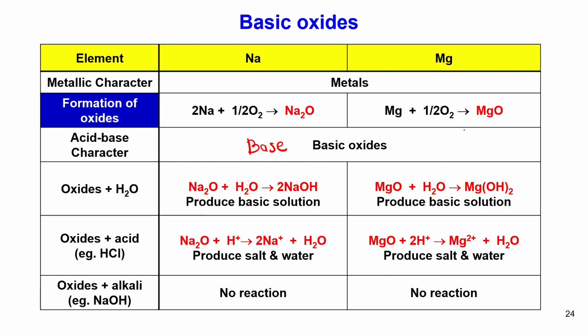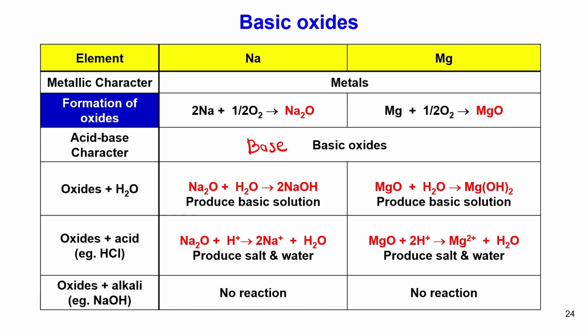Kalau magnesium pun sama juga, dia akan jadi MgO. MgO plus water dia jadi Mg(OH)2 which is base. Base ni bila tindak balas dengan acid dia akan menghasilkan garam dan juga air. Dan kalau bertindak balas dengan alkali dia tiada tindak balas. Kenapa tiada tindak balas? Sebab dia merupakan base. Jadi base tak boleh bertindak balas dengan base.